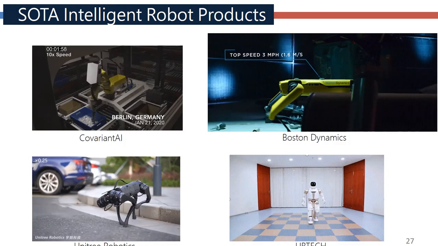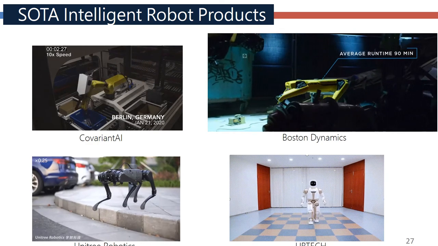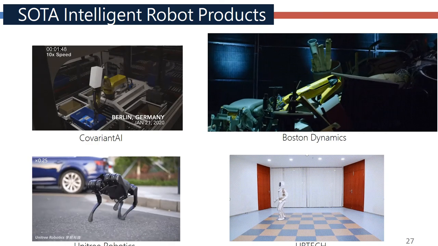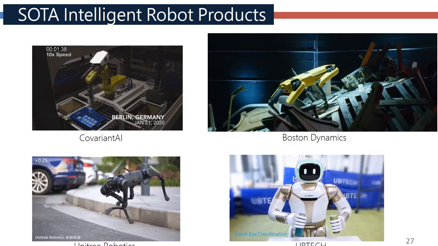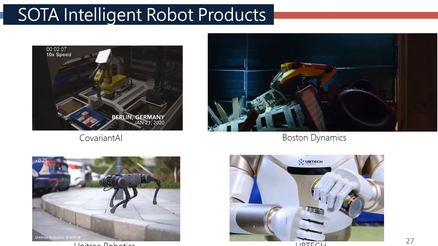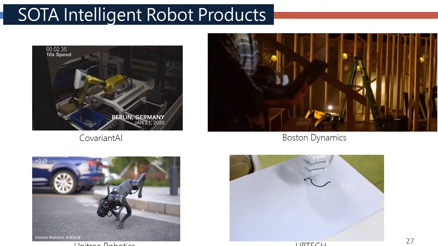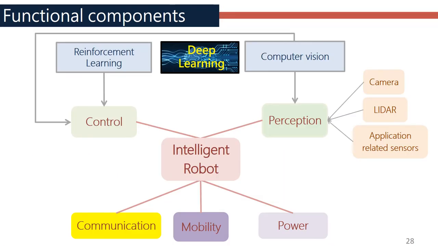Here are some SOTA, state-of-the-art, intelligent robot products. But these robot products are very expensive, and we cannot customize them for our needs. So another important focus of this lab is to develop intelligent agents using our own technology. We investigate perception, we study reinforcement learning, along with hardware like power, mobility, and communication.